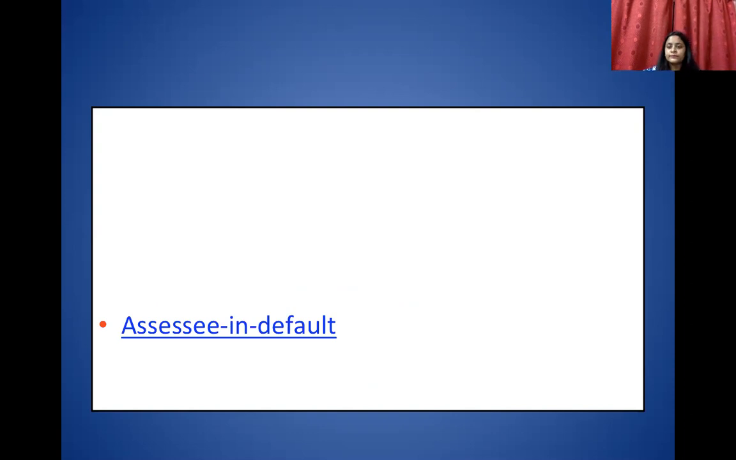Assessee in default is the last one. Assessee in default is a person who has failed to fulfill his statutory obligation as per Income Tax Act, such as not paying taxes to the government or not filing his tax return. An employer is supposed to deduct taxes from the salary of his employees before disbursing the salary. He is then required to pay TDS to the government by the specified due date. If the employer fails to deposit the tax deducted, he will be considered an assessee in default.